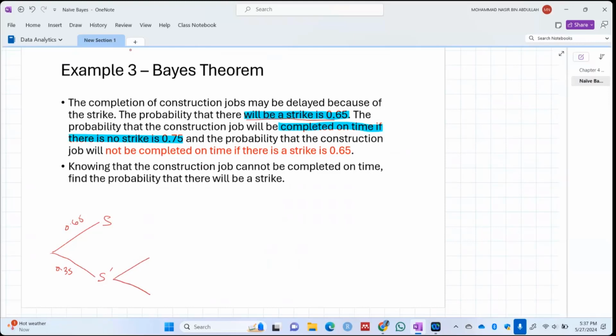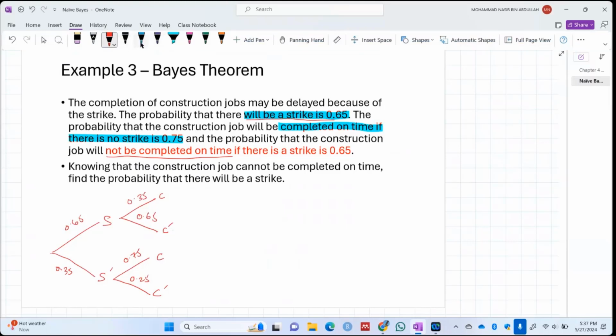Given that there is no strike, complete on time or complete delay. Complete on time is 0.75, delay will be 0.25. This condition also repeats at the strike. The probability that the construction job will not be completed on time if there is a strike is 0.65. Complete on time given strike is 0.35.